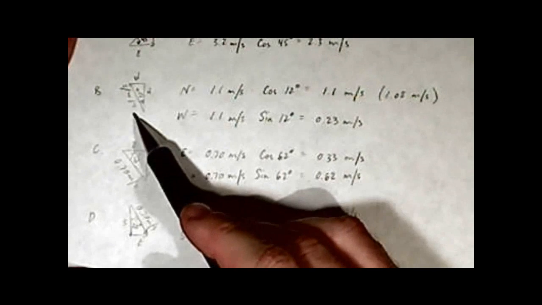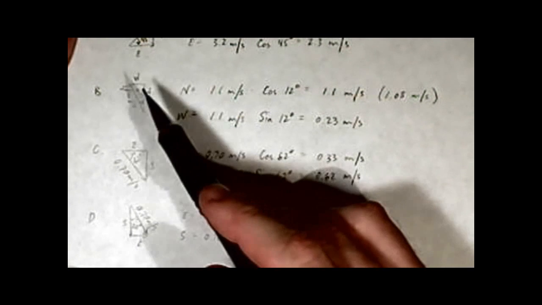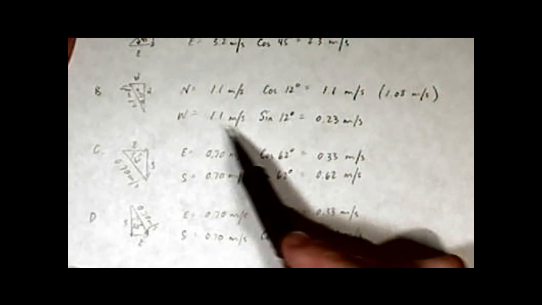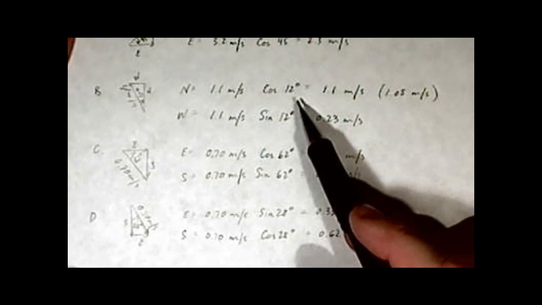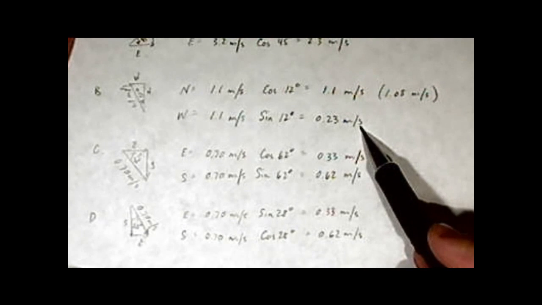B, 1.1 meters per second, 12 degrees west of north. Here my west is the opposite side, so I used sine to find it. North is my adjacent side, meaning I used cosine. So I got 1.1 meters per second north, 0.23 meters per second west.